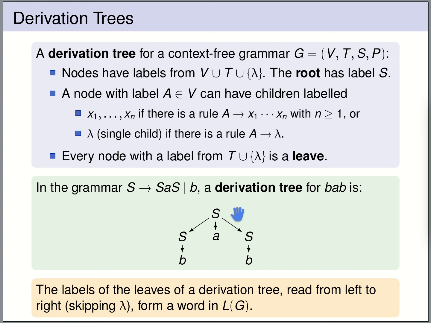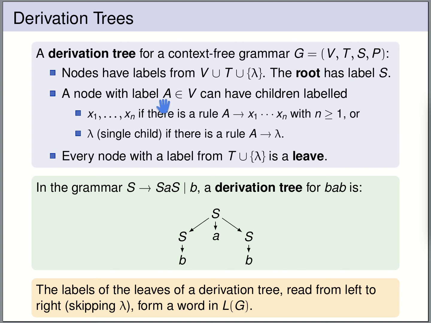Now formally, what is a derivation tree? A derivation tree has nodes that are labeled with variables, terminals, or possibly labeled with lambda. The root of the derivation tree always has the starting symbol of the variable as label. So this is where we start to derive. Here we have the starting symbol S.